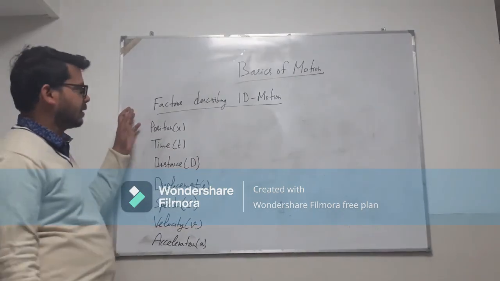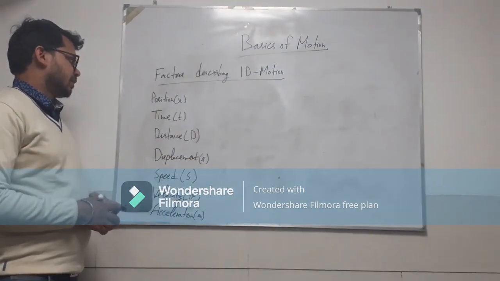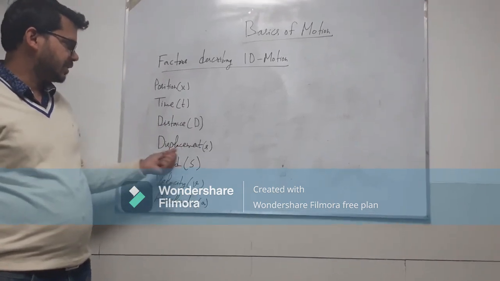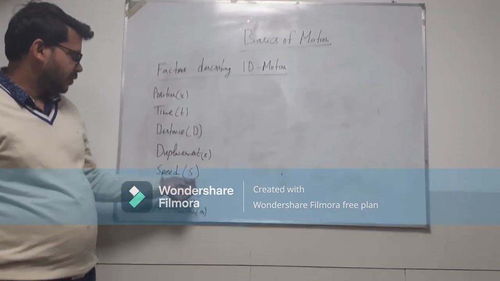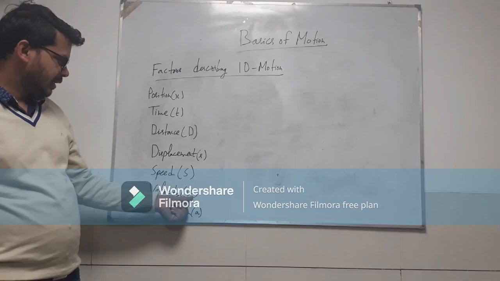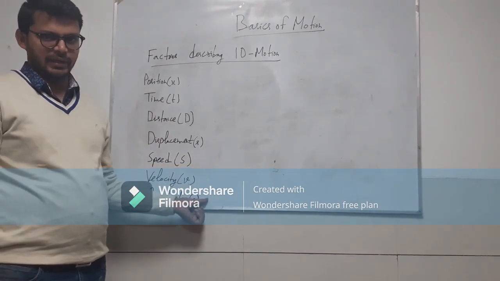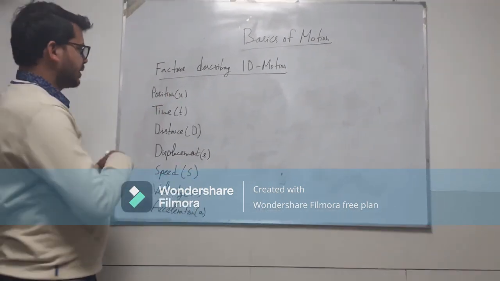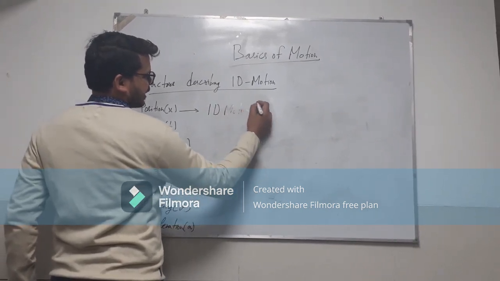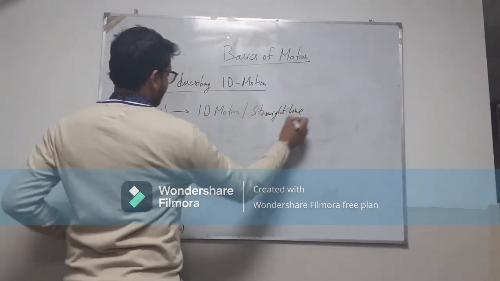One factor describing 1D motion. 1D motion, one dimensional, unidimensional, you can say straight line motion. Position is denoted by x, time denoted by t, distance denoted by d, displacement denoted by small s, speed denoted by capital S. Displacement small s, speed capital S, velocity v. Sometimes velocity is also denoted by s, but you will understand. Acceleration a. Why are we denoting position by x? Because it is a one-dimensional motion, you can say straight line motion. That's why we define position as x.